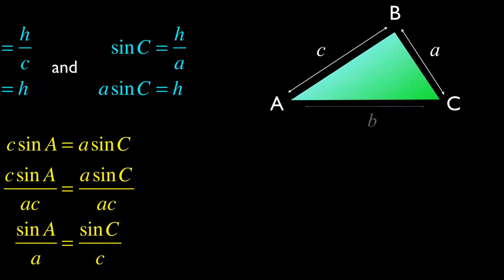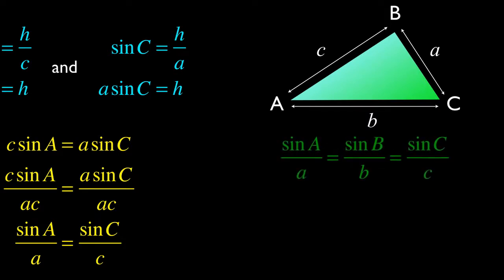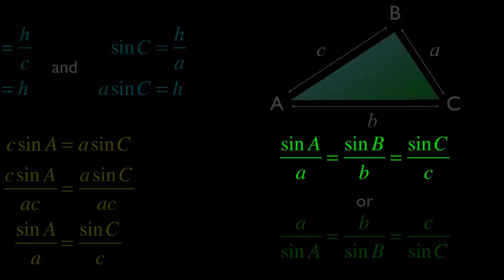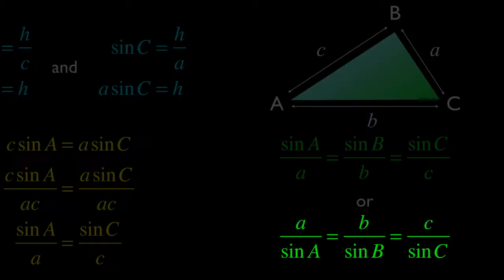So logically, if we call the third side little b, the relationship would look like this: sine A over a is equivalent to sine B over b is equivalent to sine C over c. And if you prefer, you can rewrite that equation as a over sine A equals b over sine B equals c over sine C. You really only need to remember one version. However, having said that, I tend to use the first version if I'm searching for an angle, and the second version if I'm searching for a side.